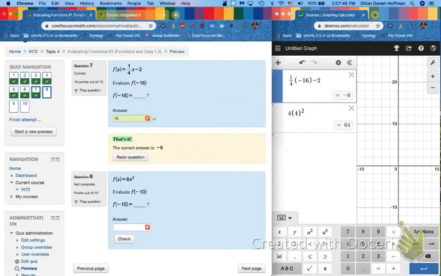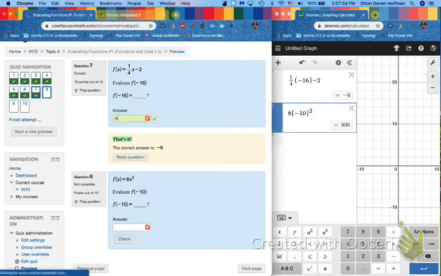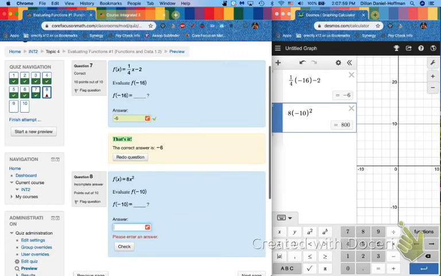Same thing with 8. I've got some amount of x squareds again, so I could change it to 8x squared. And then -10 for x. And I can hit check before it does anything, so it's not going to even allow me to do it.